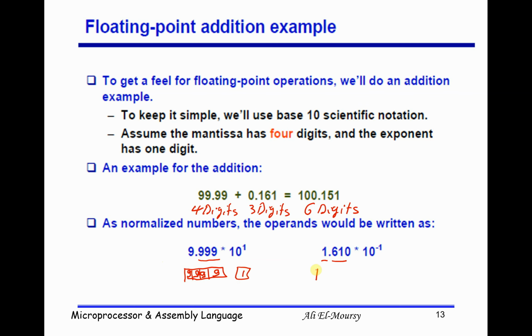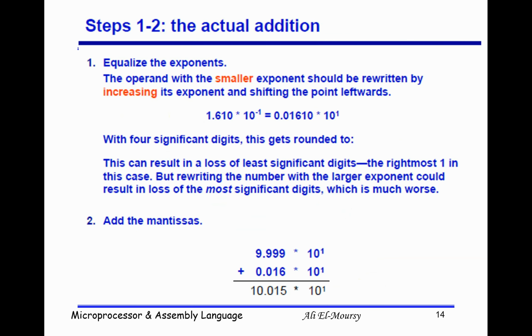For this number I have 4 slots, and those 4 slots will carry the number 1610, and the slot for the exponent should have -1. So now let's discuss how I can do mathematics with those numbers. First of all, I have the numbers stored in the format shown here.